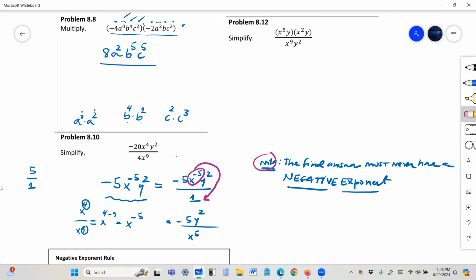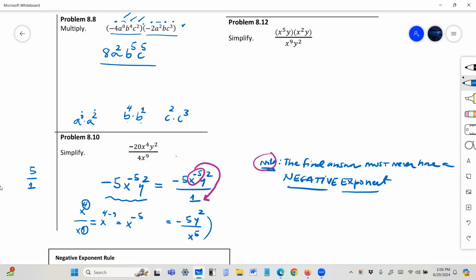Now, this is our final answer right here. Okay, so -5y squared divided by x to the 5th. Okay, so on the exam and on the final, this is the answer we are expecting. Okay. And we'll take a look, I'll go over this property in a few minutes. It's just that it shows up here in this problem, and we want to give you the complete correct answer.